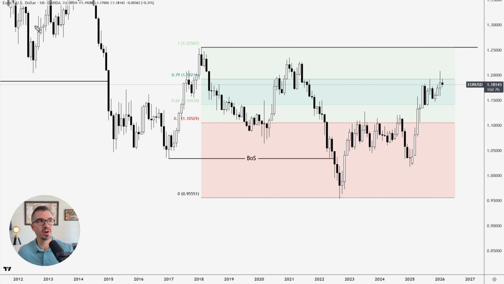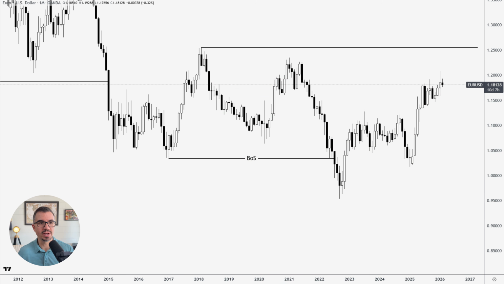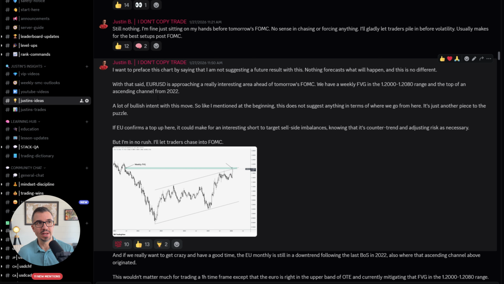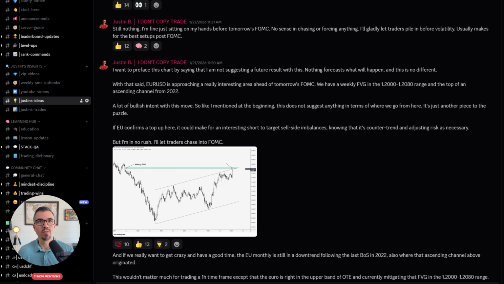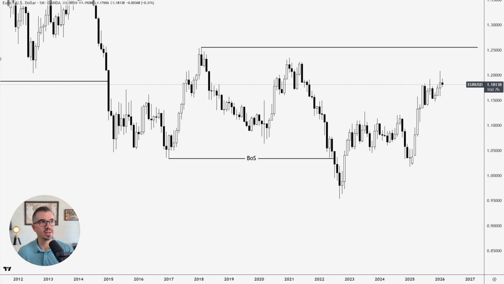And I'll show you why here in today's video. In fact, this is one of the benefits of being in our Discord group, the VIP group, because this was a few weeks ago. I talked about this right here on the weekly, and this right here is that fair value gap from right over here. If we draw this out, you can see where this candle back here on the monthly was the fair value gap that I pointed out in Discord for members.